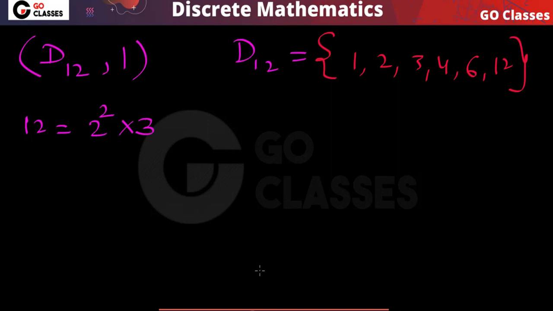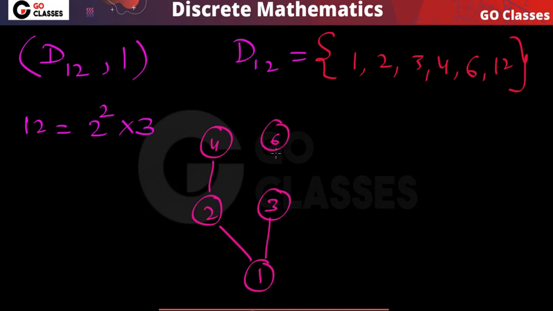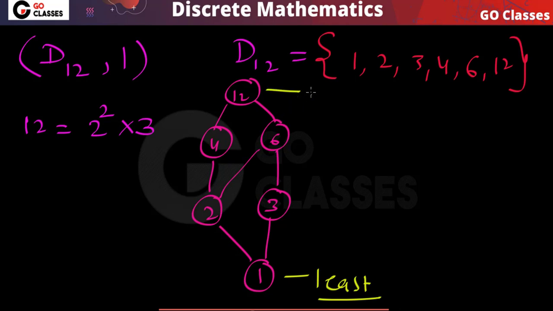Now make the Hasse diagram. You can notice 1 is the least element because 1 divides everything. I can say 1 divides 2, 1 divides 3, and 2 divides 4, and 2 and 3 divide 6, and 4 and 6 divide 12. So this is the Hasse diagram. In this Hasse diagram, the least element is always 1 because 1 divides everything, and the greatest element is 12.